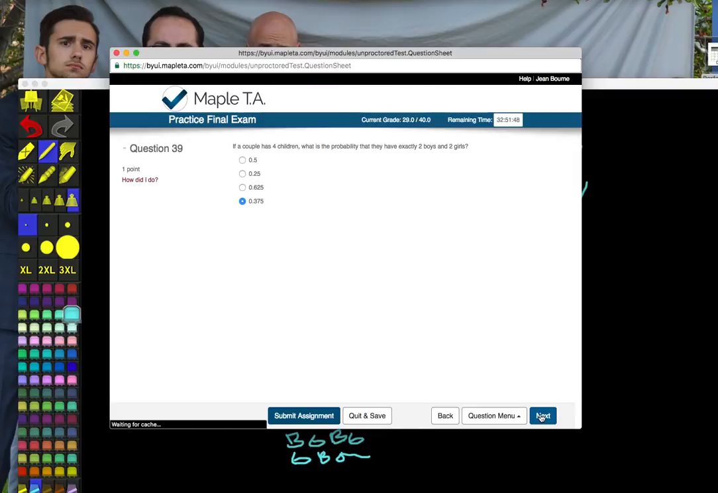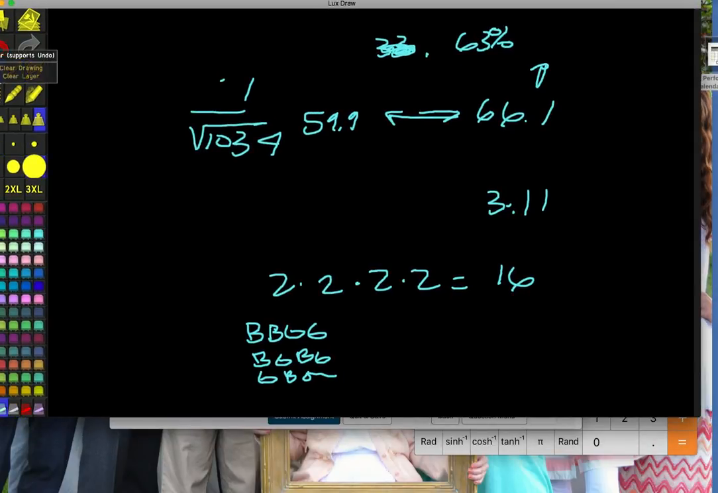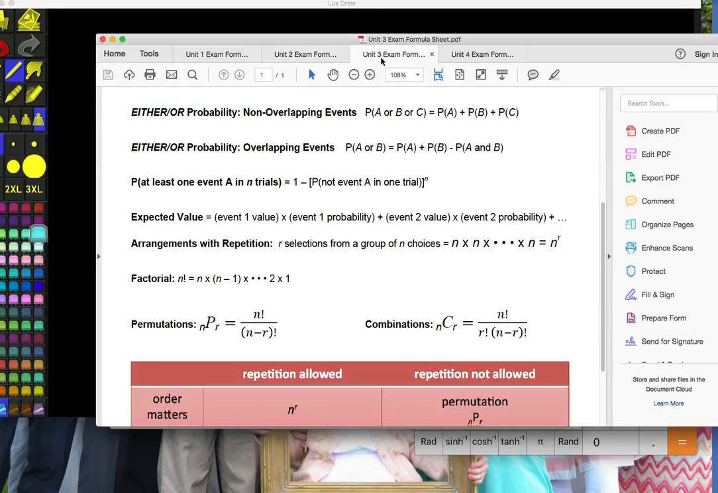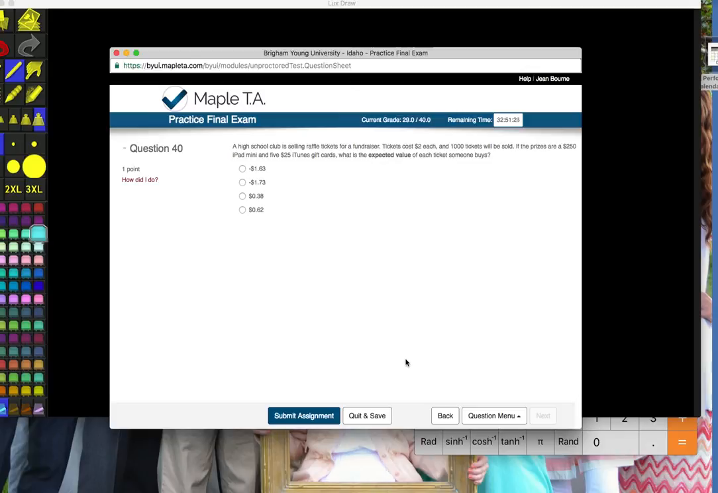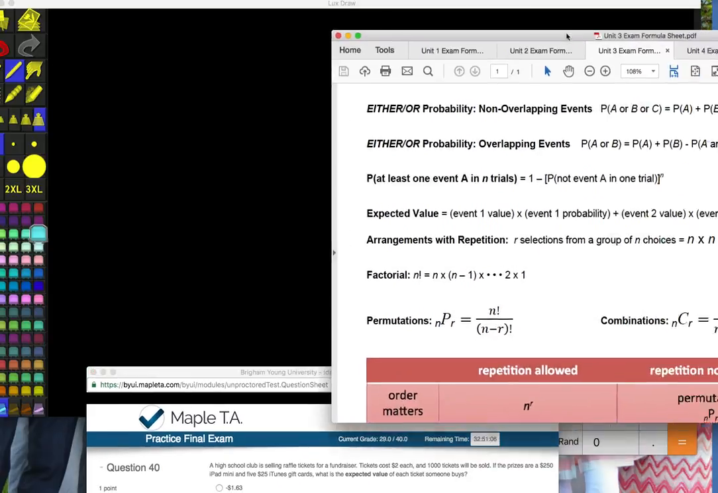And then the last thing is something from kind of a little while ago. Oh, it's not. This one is expected value. So it was just in Unit 3. I guess that was a little while ago. But a high school club is selling raffle tickets for a fundraiser. Tickets cost $2. 1,000 tickets will be sold. If the prizes are a $250 iPad and five $25 gift cards, what is the expected value of the ticket someone buys? Okay, so when it says expected value, we're going to come here, look at this.